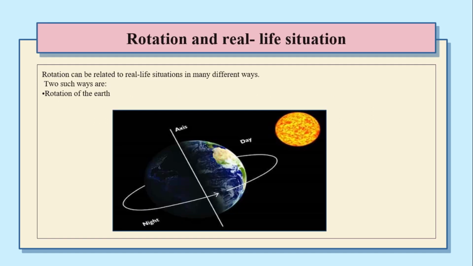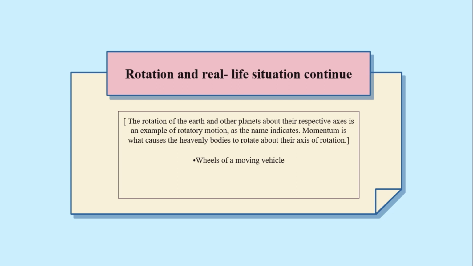Rotation and real-life situations. Rotation can be related to real-life situations in many ways. Two such ways are: rotation of the earth. The rotation of the earth and other planets about their respective axes is an example of rotatory motion. As the name indicates, momentum is what causes the heavenly bodies to rotate about their axes of rotation.